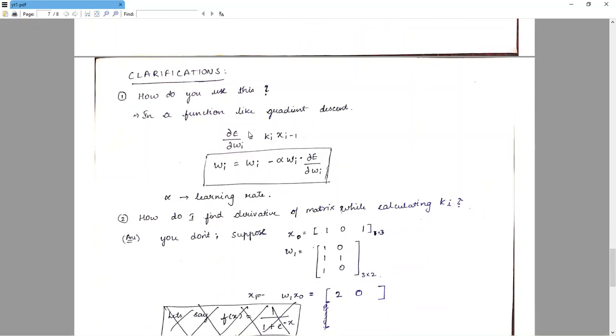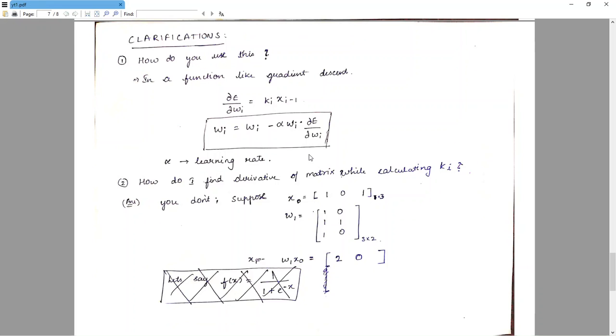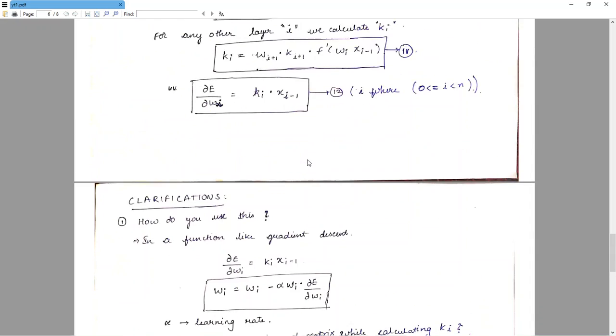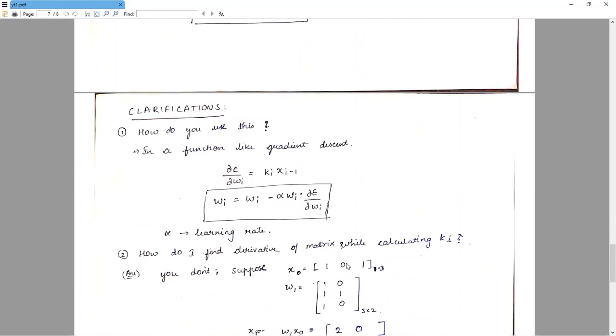Alright, now once you get that, you can use stochastic gradient descent functions, or whatever functions you want, to minimize the error, where alpha is the learning rate. Now, many people have a doubt: how do I calculate the derivative of a matrix while calculating k? This F dash W I X I minus 1, how do I get this, right?